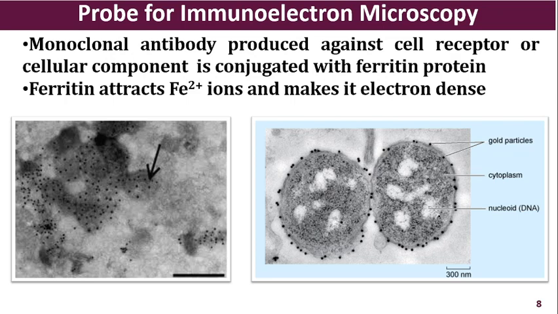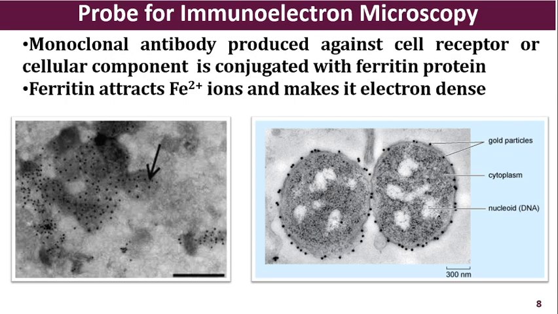If the antigen that you are trying to detect in the cancer cell is expressed, the monoclonal antibodies will have detected that antigen and will have bound to it, and since they were conjugated to ferritin protein, they would attract iron and make the area electron dense. Hence, in the electron micrograph, you can see on the left hand side on the cell surface, the black spots have appeared, indicating the presence of the antigen in a particular cancer cell.